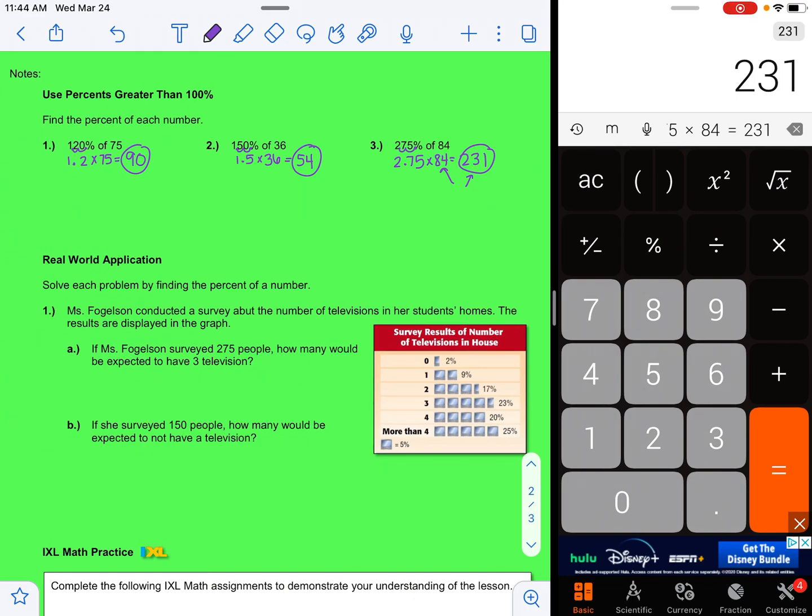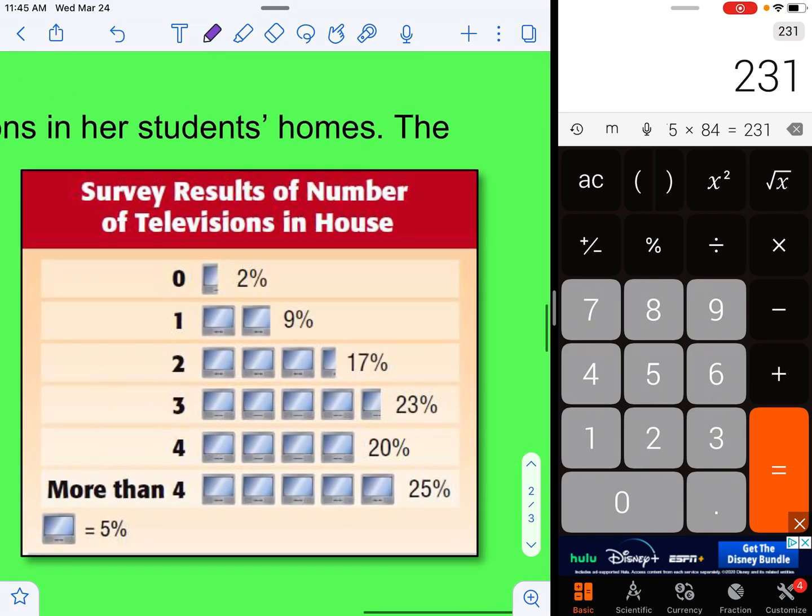Alright, and we have our last problem, a real-world application. So we need to solve each problem by finding the percent of a number. Ms. Vogelson conducted a survey about the number of televisions in her students' homes. The results are displayed in the graph. If Ms. Vogelson surveyed 275 people, how many would be expected to have 3 televisions?